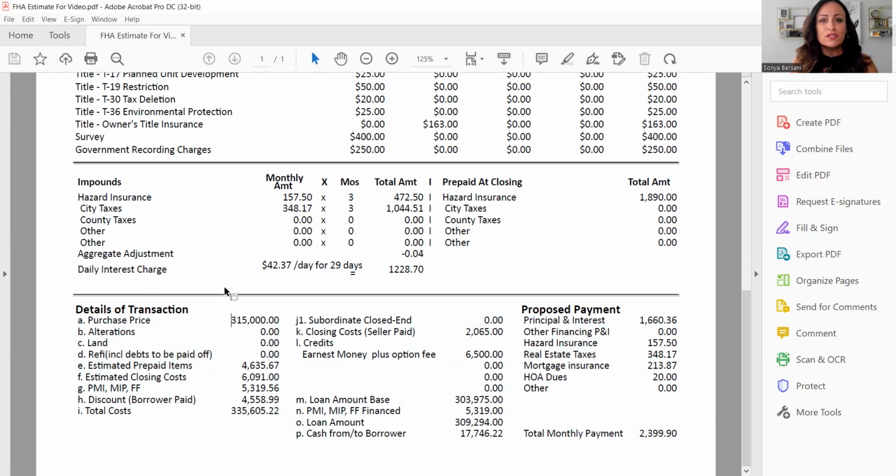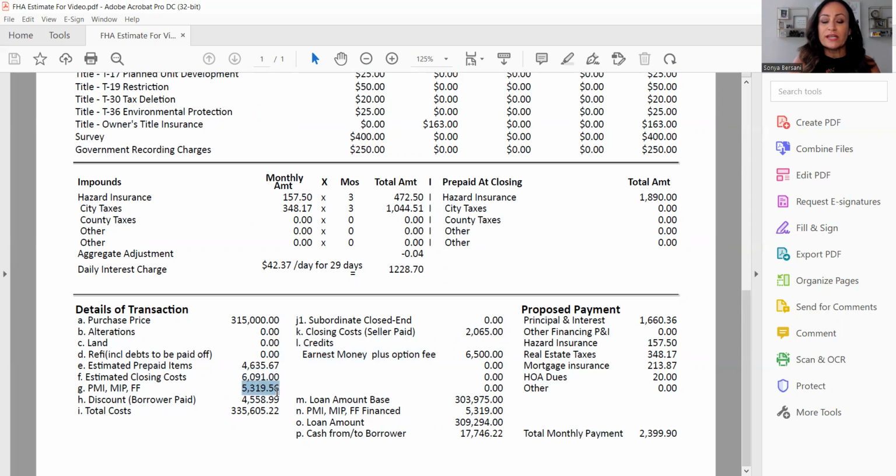Okay, so what you're seeing here is on the left-hand side, so we start over here with A through I. This is going to break out the total cost of you buying this home. So in this scenario, we're buying a home for $315,000. Our prepaid items, which are usually taxes, insurances, and interest per day, on this estimate come to $46.35. You also have closing costs, right? Because closing costs are lender and title and some recording charges, whereas taxes and insurances are a whole other nugget. But your closing costs on this particular estimate were $6,091.